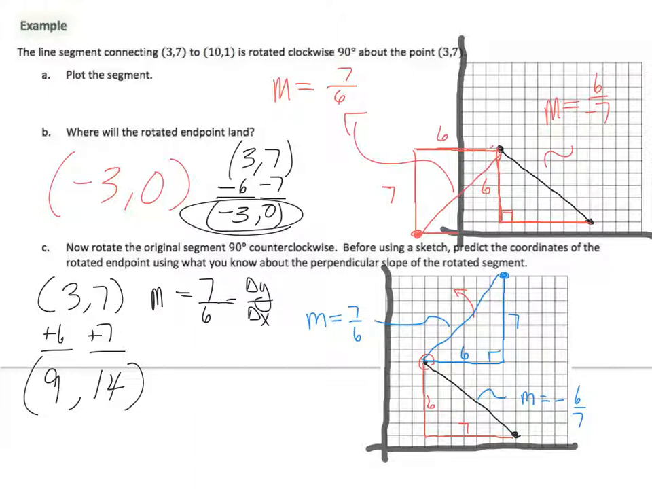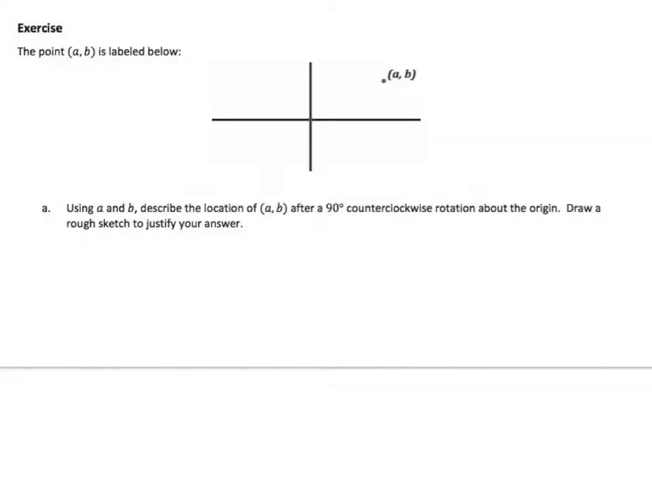Pretty cool, huh? All right, let's look at something else. So here we have point A and point B. At first, we're going to describe the location of AB after a 90-degree counterclockwise rotation about the origin. Here's what's important. It's about the origin. Draw a rough sketch to justify your answer.